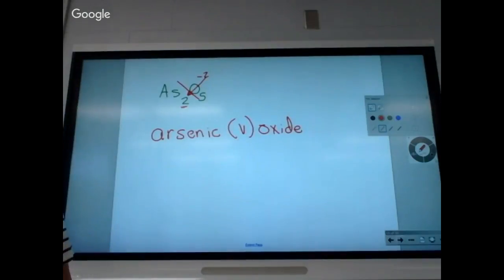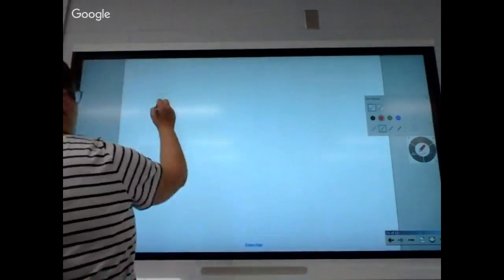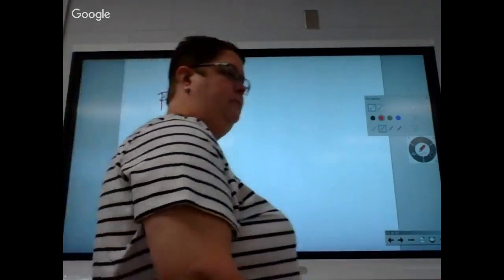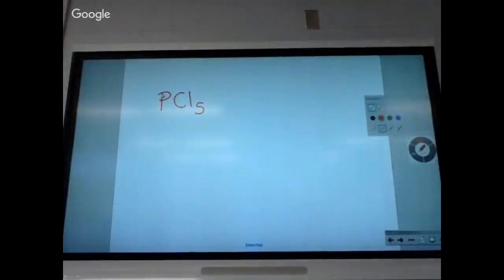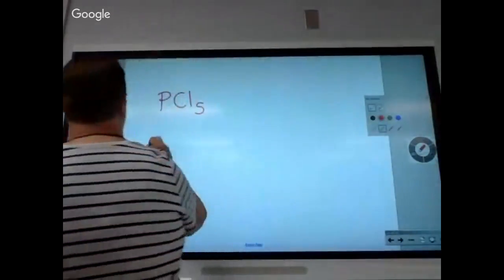Does that make sense? Okay, so what if we do one that doesn't have an O this time? What if we do PCl5? All right, how do we write that one in stock? Okay, so here phosphorus.